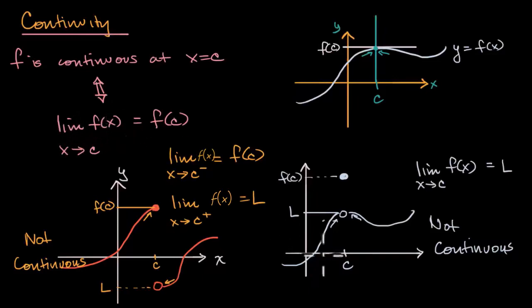So we're definitely not continuous. But even when the two-sided limit does exist, but the limit is a different value than the value of the function, that will also not be continuous. The only situation where it's going to be continuous is if the two-sided limit approaches the same value as the value of the function. And if that's true, then we're continuous. If we're continuous, that is going to be true.